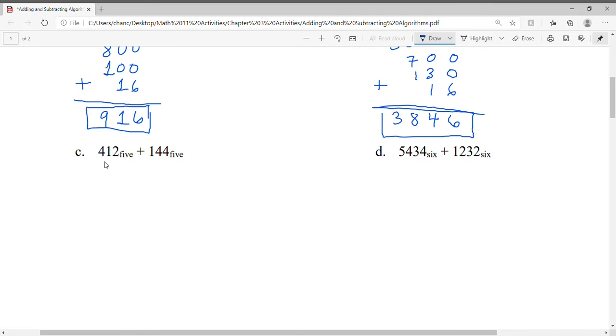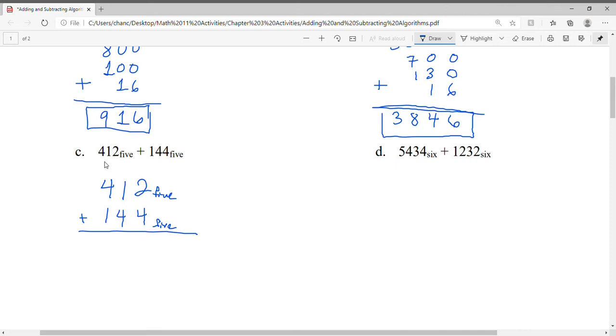Part C, now we're working with base 5. Let's use the left to right algorithm the same way. We'll stack it. And now let's add from left to right.